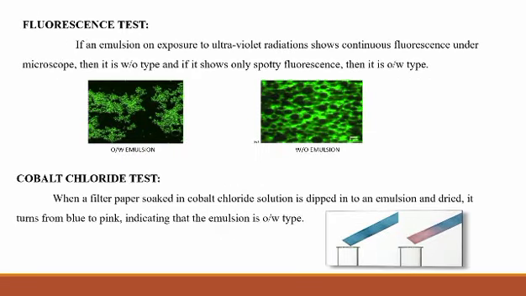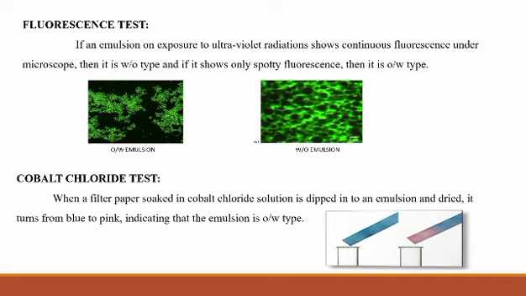Next is the fluorescence test. The fluorescence test is a type of test in which we use UV radiation. Sometimes we use fixed oils, because fixed oils have the capability of fluorescence when they are exposed to UV radiation. So if the continuous phase of an emulsion shows fluorescence, we know that the outer continuous phase is oil, so it will be a water in oil emulsion.